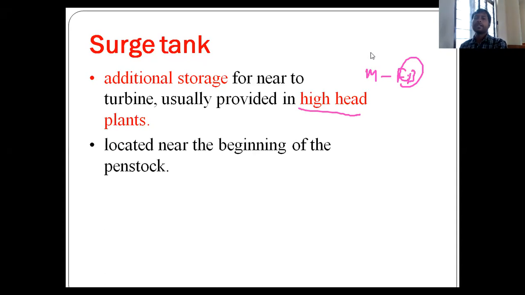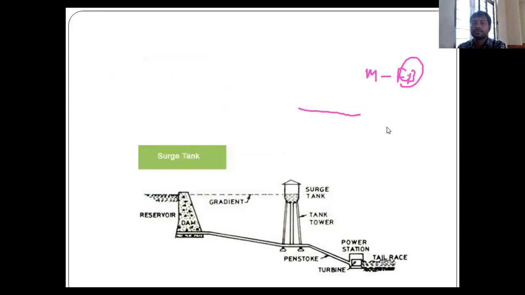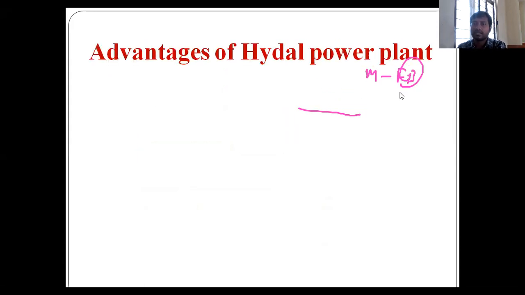Next, it is located near the beginning of the penstock. As the load on the turbine decreases during load rejection by the turbine and the penstock, the surge tank provides space for holding the excess water, which I already discussed. Whenever the load decreases, that excess water can be stored in the surge tank, so the water hammer effect can be overcome. The surge tank overcomes the water hammer effect.